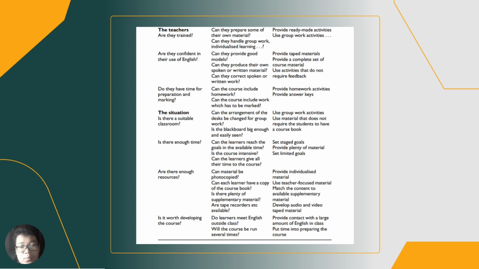This is the continuation of table 2.1. The general constraint is the teacher. For example, are they trained? Are they confident in their use of English? Do they have time for preparation and marking? And the next one is situation. Is there a suitable classroom? Is there enough time? Are there enough resources? Is it worth developing the course? So those are some examples of environment constraints.